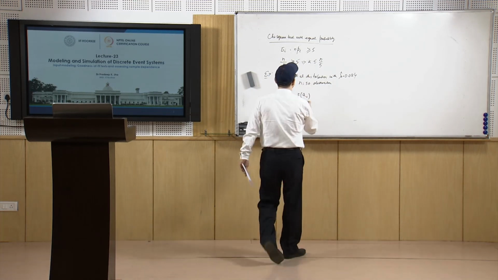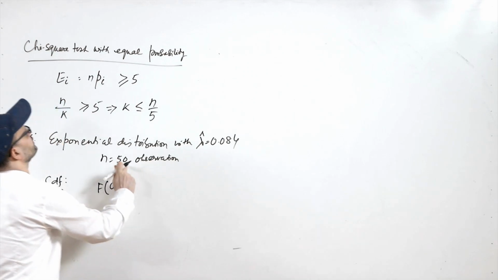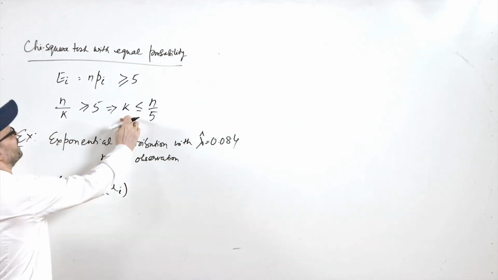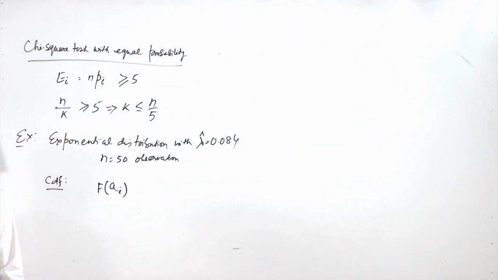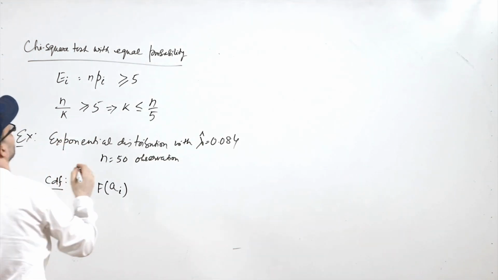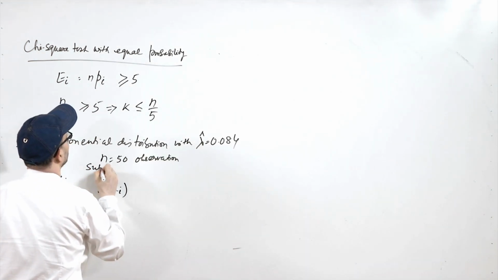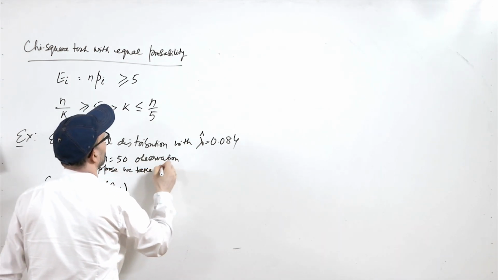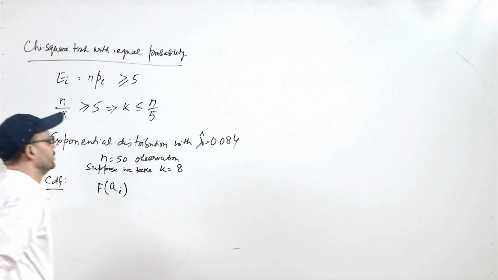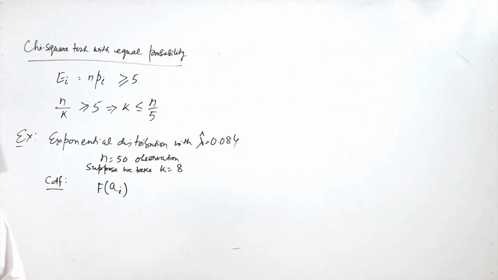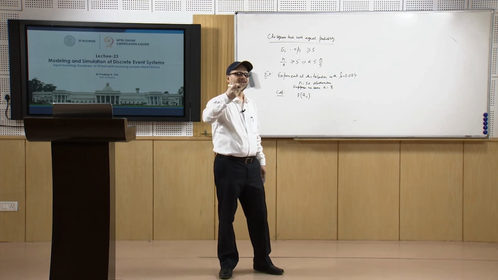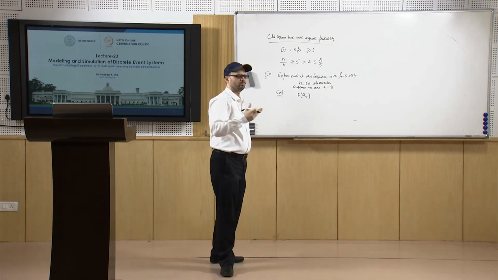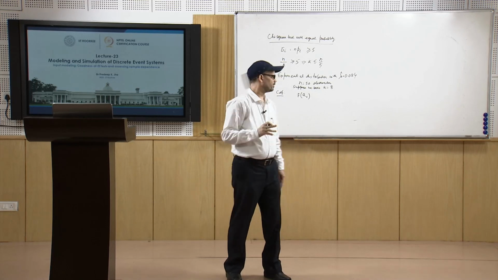Now, in the case of 50 observations, k has to be less than or equal to 50 by 5, that is 10. Suppose we take 8 intervals, suppose we take k as 8. In that case the EI value will be 100 by 8, which means every interval will have 0.125 probability, 12.5%.